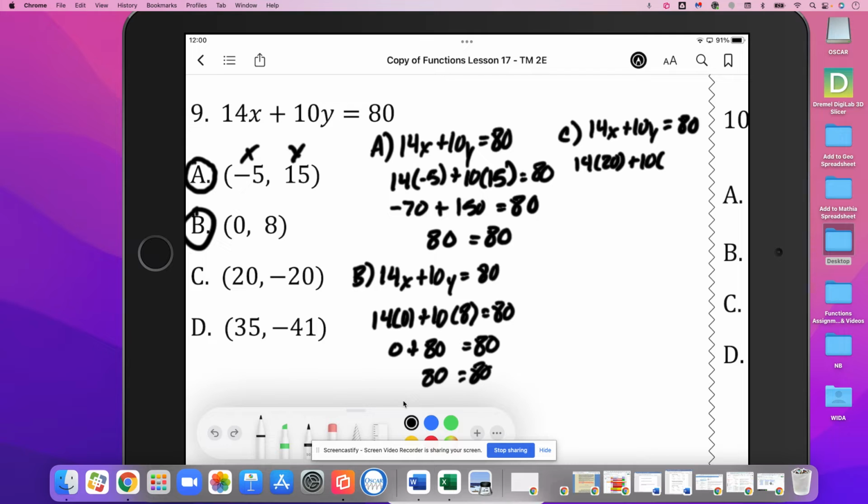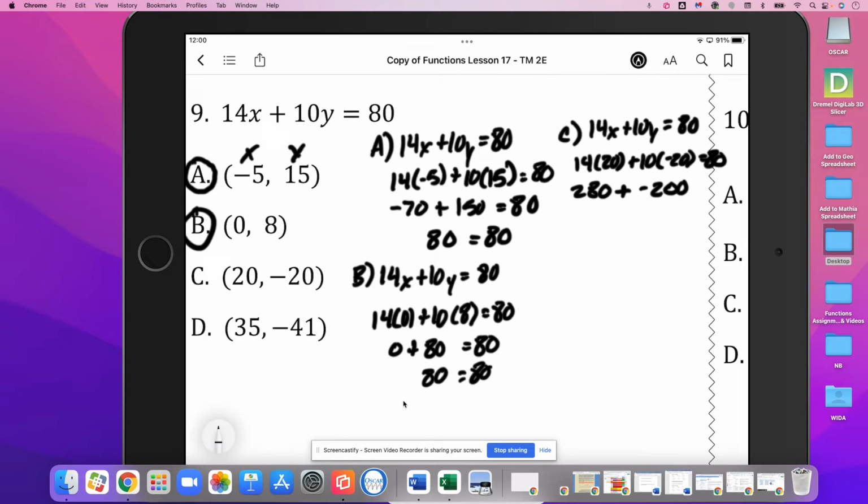So y is negative 20. So that is supposed to be equal to 80. So we have 280 plus a negative 200 equals 80. And so that plus and minus is going to change to be subtract. So 280 minus 200 equals 80. 80 is equal to 80. And so yes, C does satisfy the function.